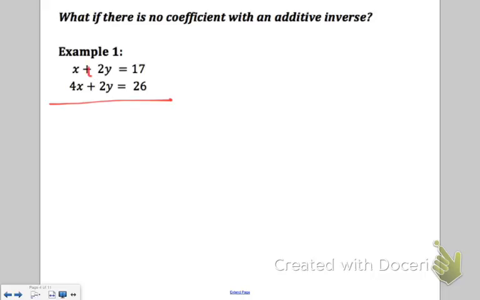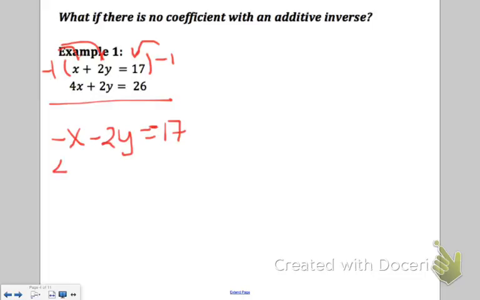So it would be nice if either the first 2 was negative or the second 2 was negative, and we're allowed to do that as long as we multiply every single term in the equation by the same number. So in order to turn, let's take the first equation, into a negative 2, we would have to multiply every value by negative 1. So we're going to distribute the negative 1 to each term on the inside of the equation. And what we're left with is negative 1x minus 2y equals negative 17. And the second equation remains the same.